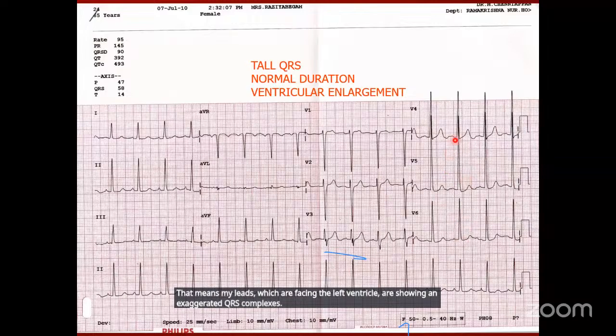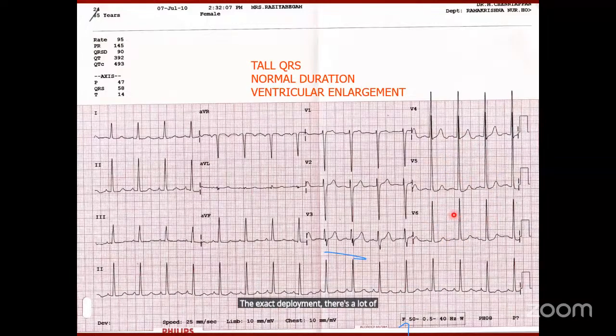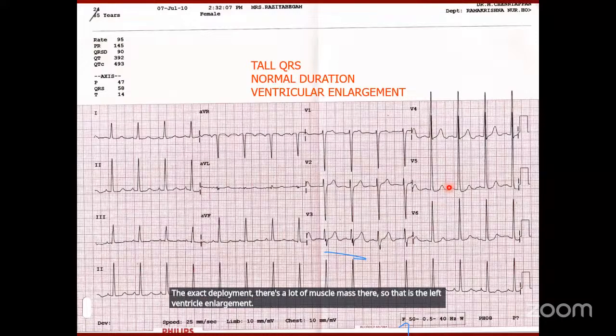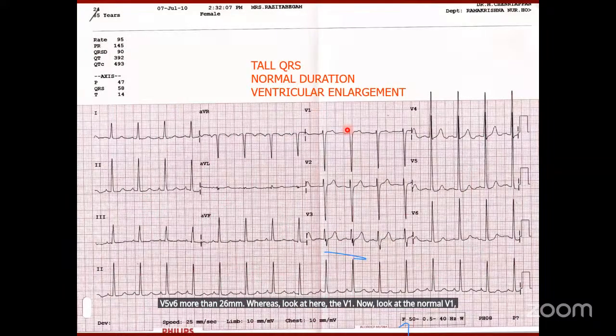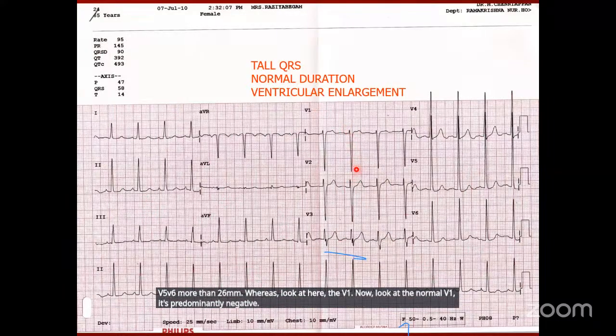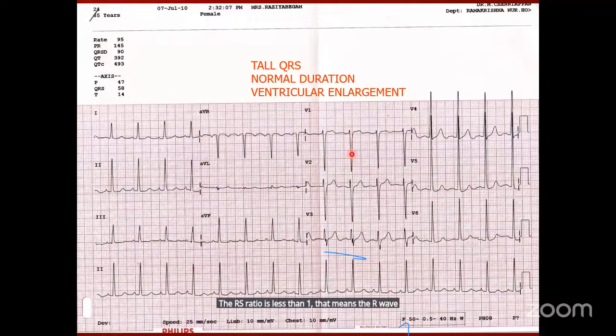Exaggerated depolarization means there's a lot of muscle mass there. So that is the left ventricular enlargement, V5, V6 more than 26 millimeter. Whereas look at here the V1. Now look at the normal V1. It's predominantly negative. The R-S ratio is less than 1. That means the R wave is very small, the S wave is very deep.